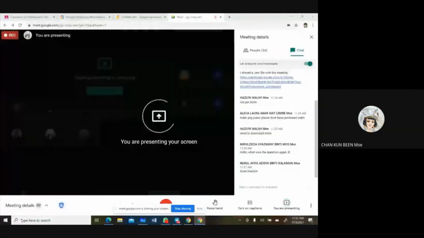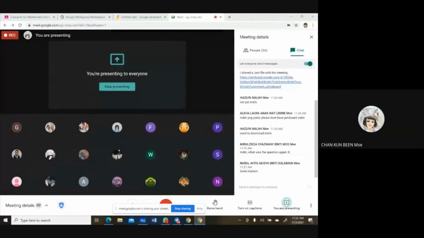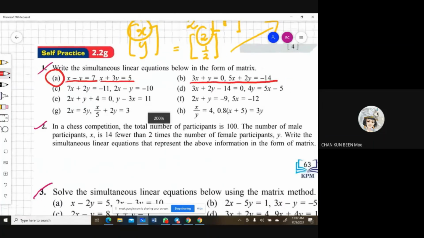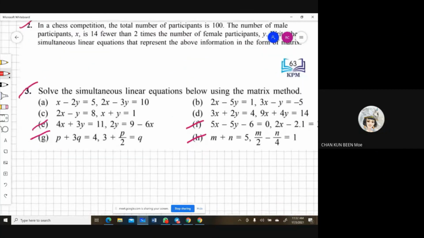Okay, let's move forward. I don't want to waste the time anymore. I'll give the rest of the exercise to you all. We are going to do this Jamboard once in a while, so make sure all of you install the Jamboard in your Google later on. Here, I want you to do the exercise on self-practice 2.2G because we have done A and D already. For number 1, you just need to complete C, D, E, F, G, H, followed by question number 2. Question number 3, you don't have to do all. I choose 4 questions for you, which is E, F, G, H. That's all for the exercise today.